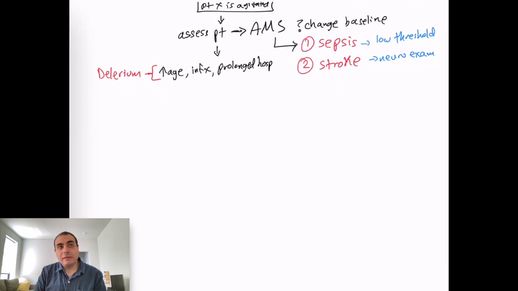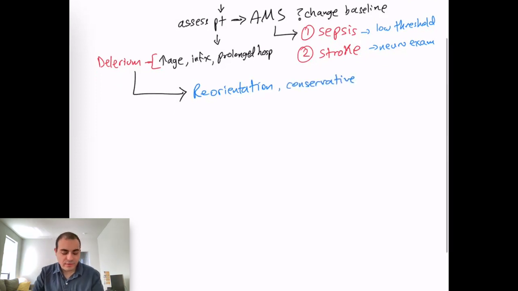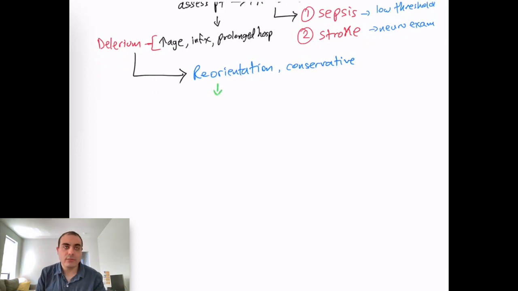So when you diagnose delirium, what is the best therapy? What is the initial therapy, the first line management of delirium? It's reorientation, okay? So you need to reorient the patient. You want to talk to the patient, you want to tell them, hey, you're in the hospital, this is what's happening, okay? So essentially, conservative management. Now, it works sometimes, but a lot of the time it doesn't really work, okay? And so if it doesn't work, then you have a few options in terms of medications.